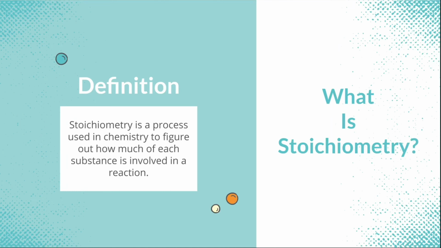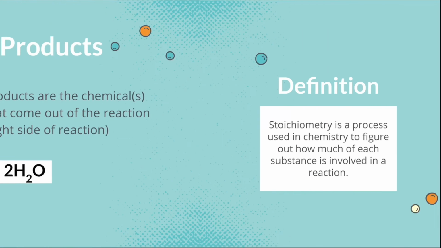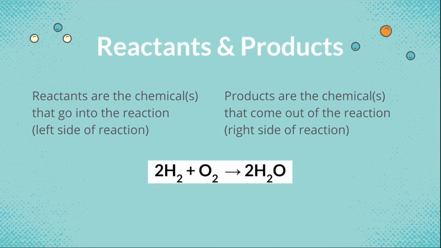Now you might be thinking, whoa, Jade, what the heck are reactants and products? And the answer is super simple. Reactants are the chemicals that go into the reaction, or the ones on the left side. The products are the chemicals that come out on the right side. Like so.